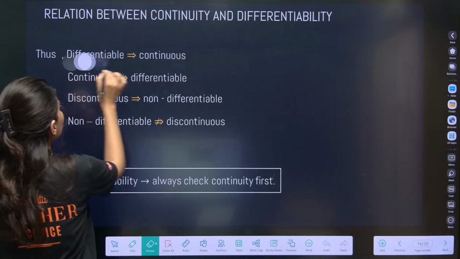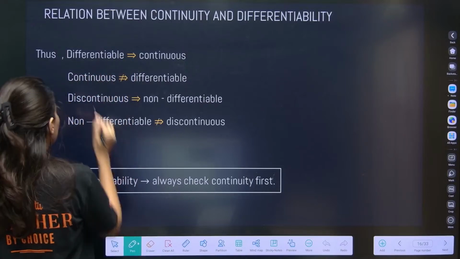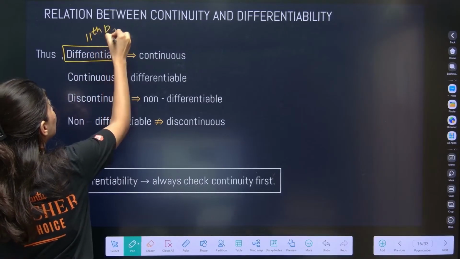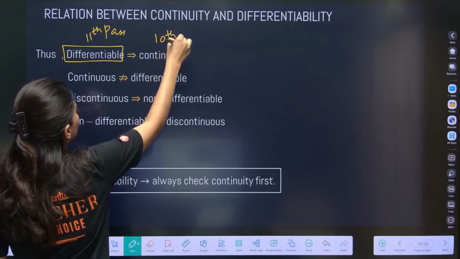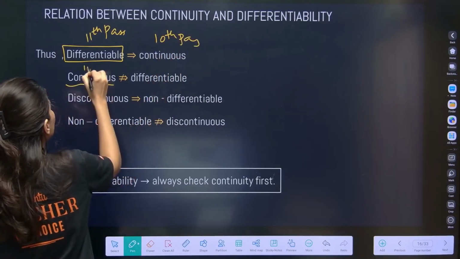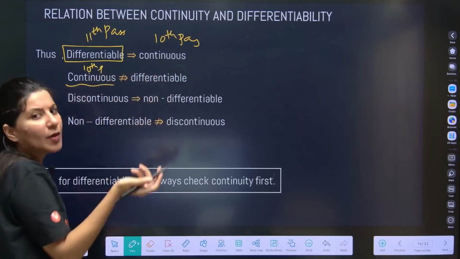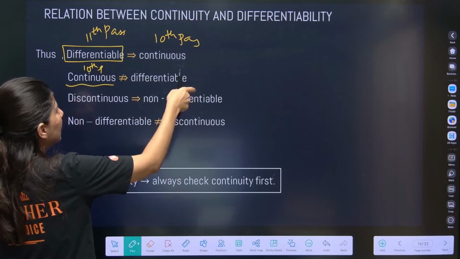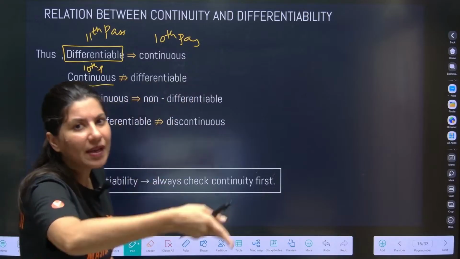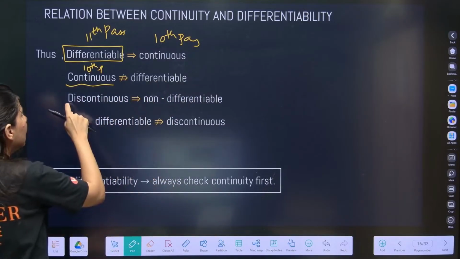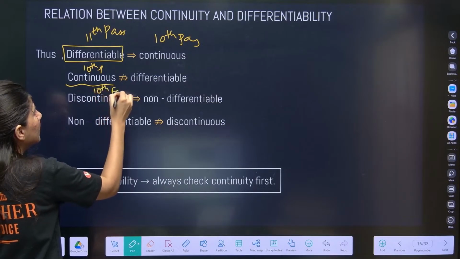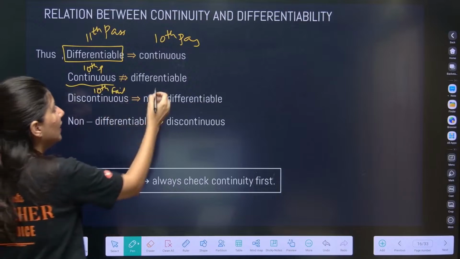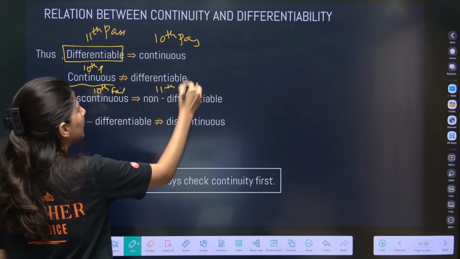Differentiability: if a function is differentiable, that definitely means it is continuous. If the function has 11th pass, then 10th pass will be there. If a function is continuous, 10th pass, you cannot comment anything about differentiability, you have to check. So continuity doesn't imply differentiability. 10th pass doesn't imply 11th pass. That you need to check. Now 10th fail implies that 11th also is fail.